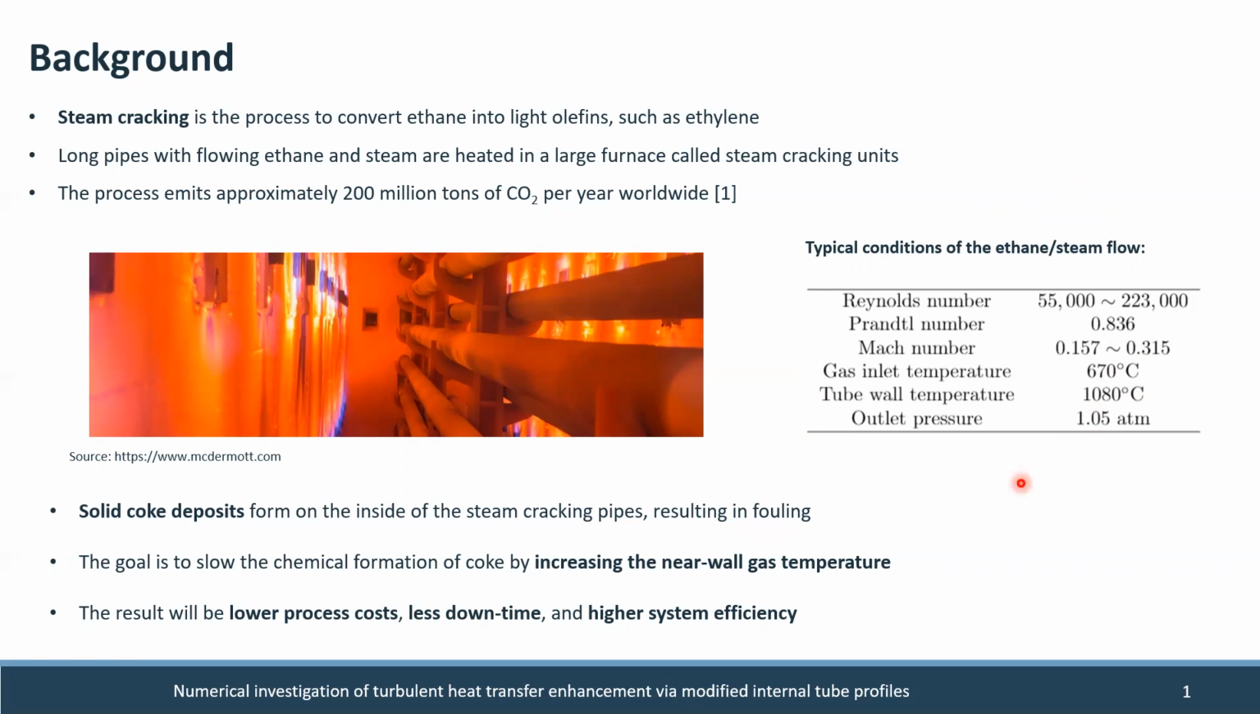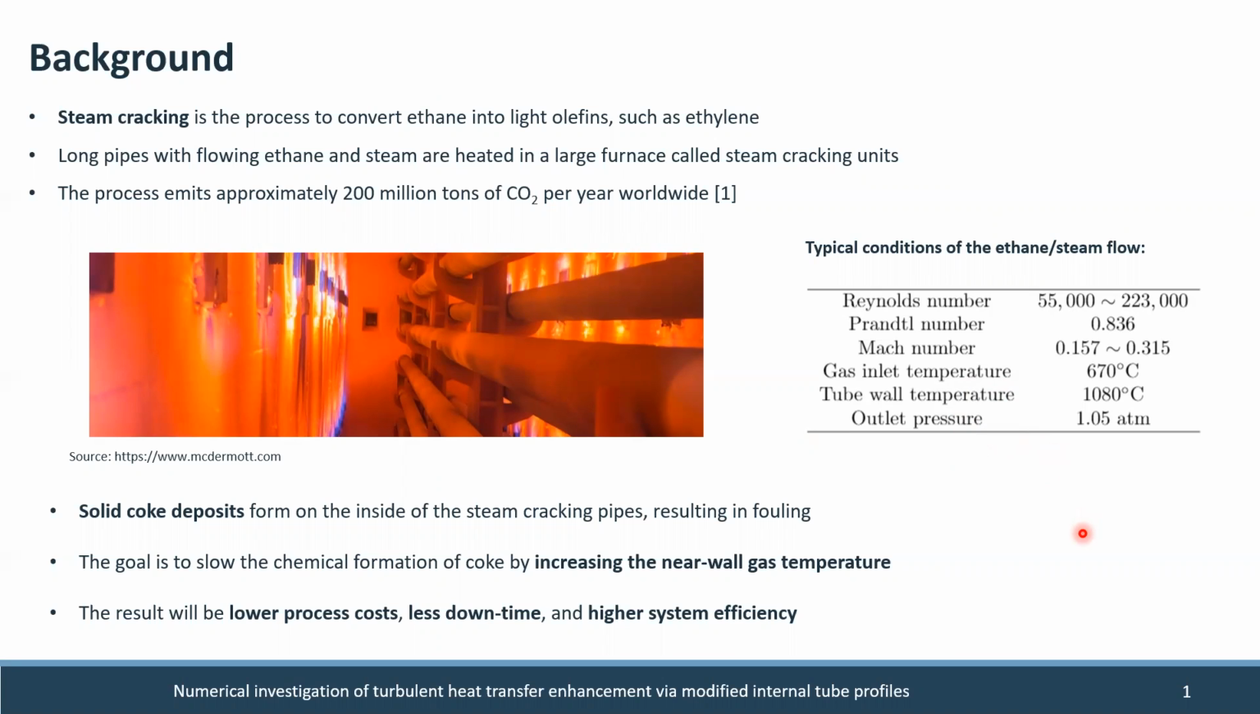Here you can see the typical conditions of ethane steam flow. The Reynolds number is really high. It's between 55,000 to 223,000. And also the temperature is very high.